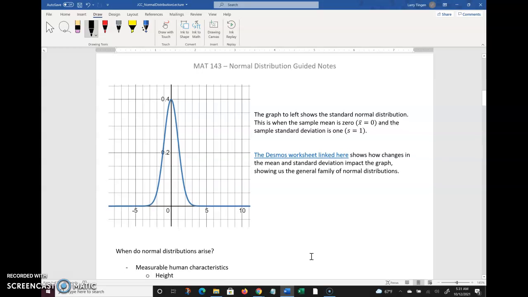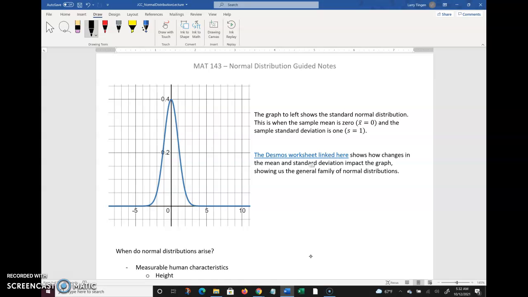So here is the most general basic graph of the normal distribution. This is a special case called the standard normal distribution, and this happens whenever my mean is 0 and my standard deviation is 1. So you can see my values across the bottom here on my x-axis, and then you can see my height along the y-axis.